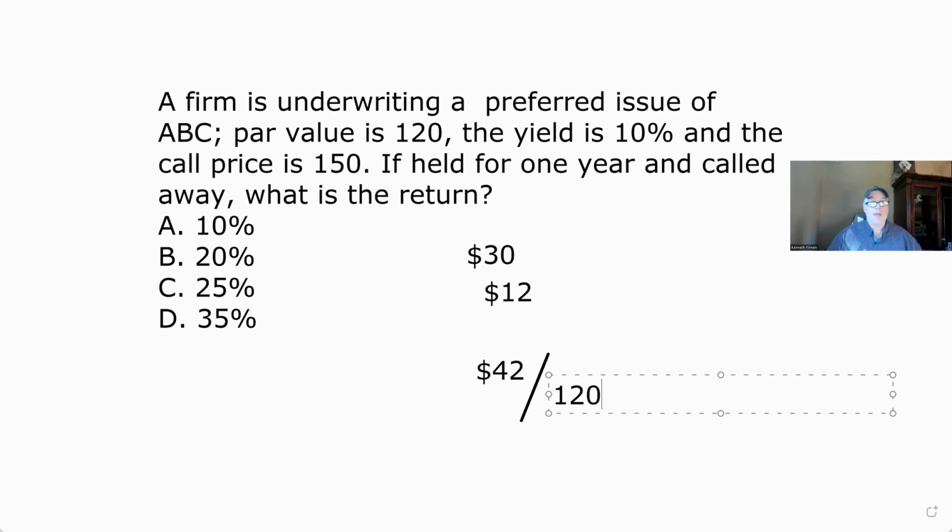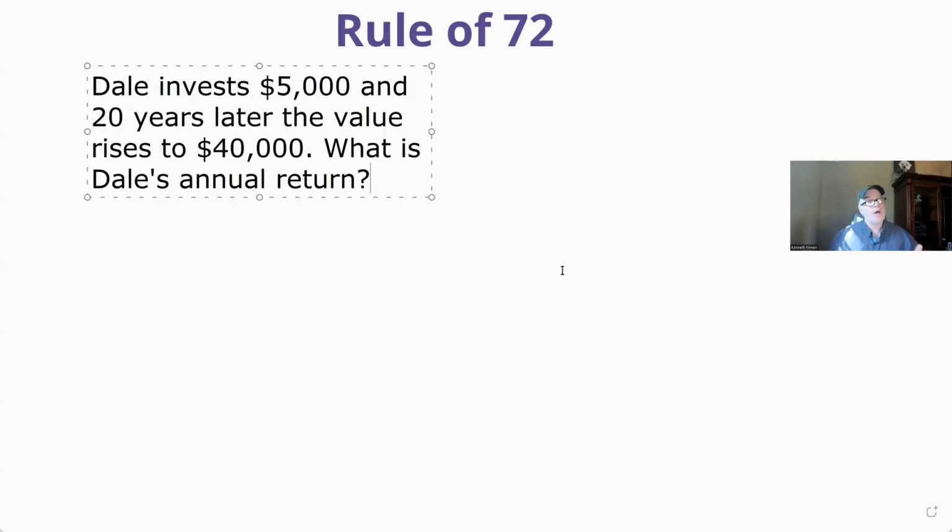Different ways to do it. Okay, here we go. Rule of 72. Least understood. Why they use the 72 is beyond me, but it works. Okay, so let's talk about this.